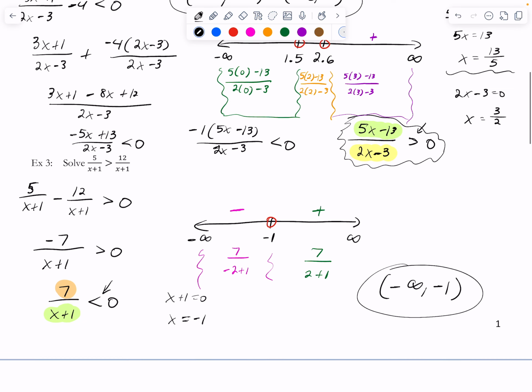All right, so that is how you solve these rational inequalities. I've got some homework questions to try. Come see me if you have any questions.